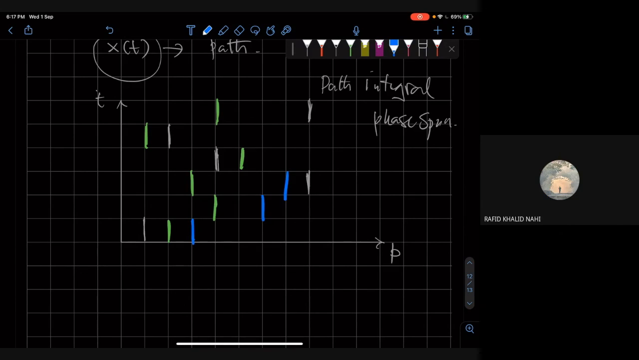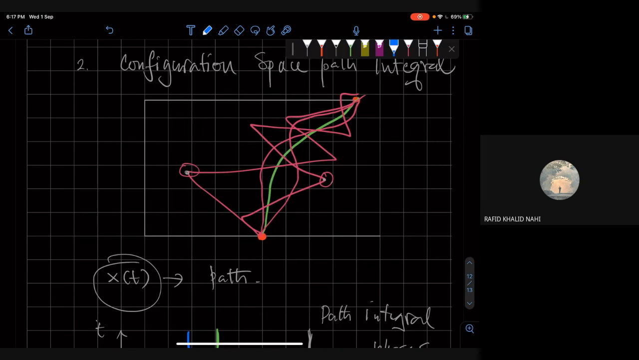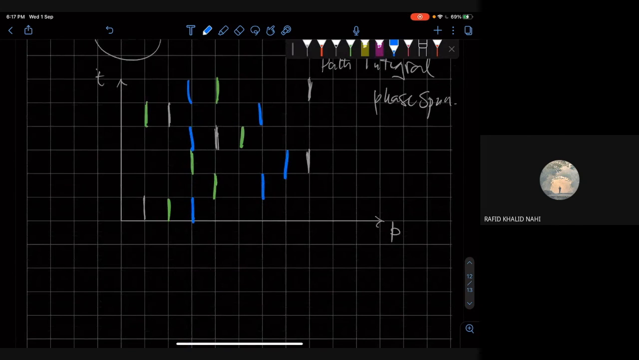I had a question about the diagram. Isn't the phase space supposed to be P versus X? Yeah, this is not the... Oh, okay. Yeah, that's good.